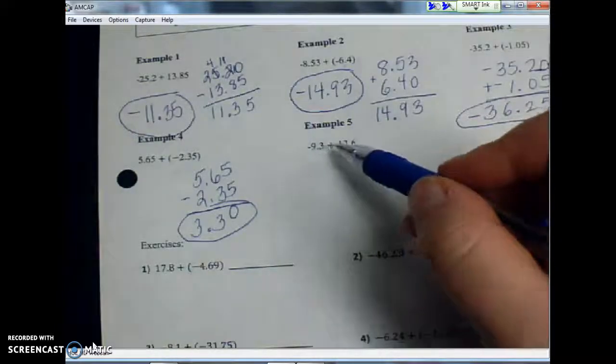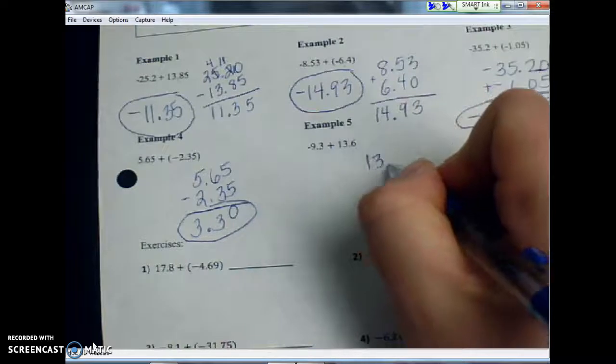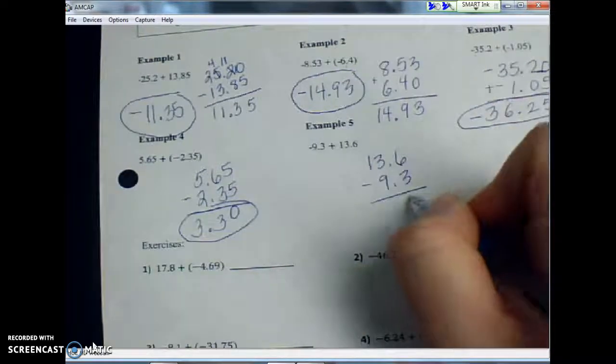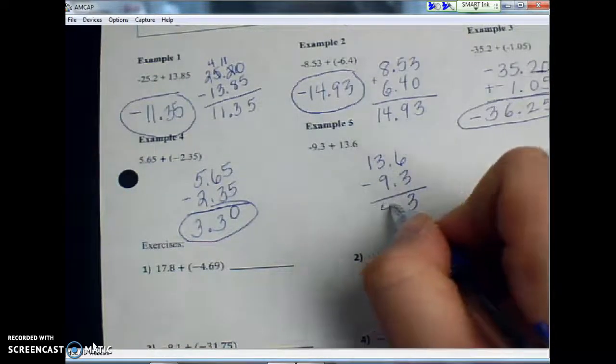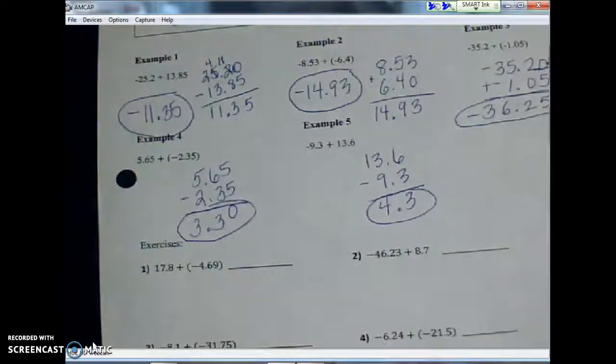Example 5, negative 9 and 3/10 plus 13 and 6/10. So I'm going to subtract 13.6 minus 9.3. 6 minus 3 is 3. And 13 minus 9 is 4. And I know that I have more positives, so it's a positive 4.3.